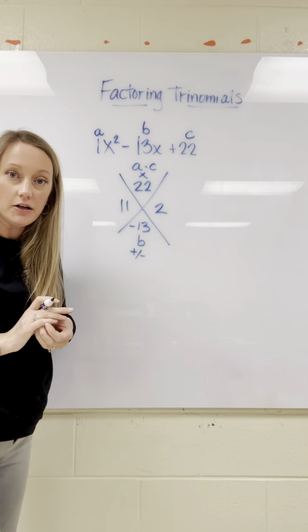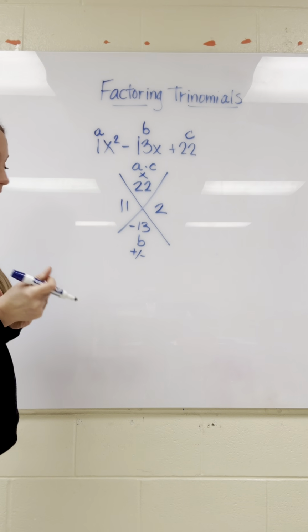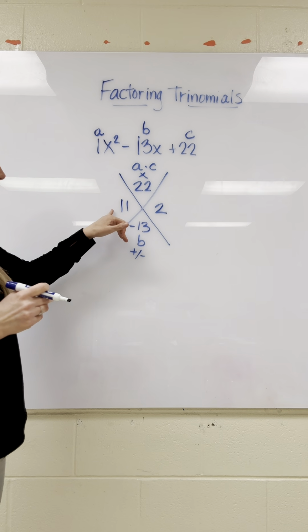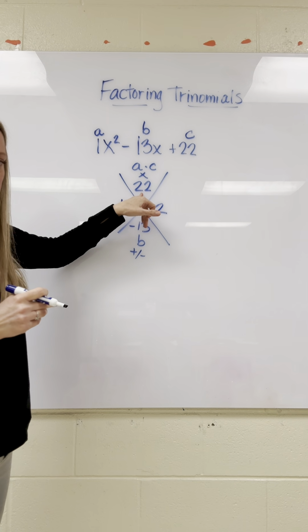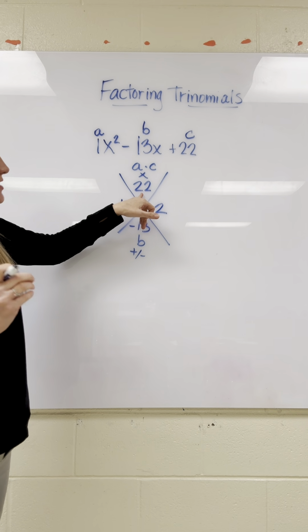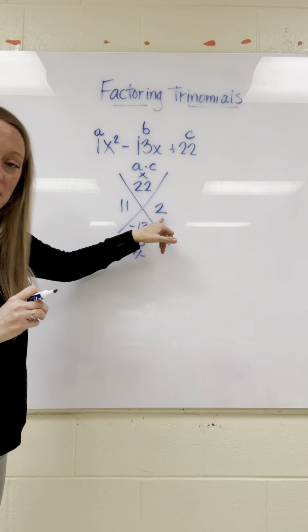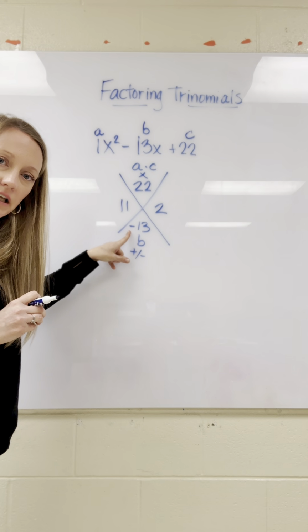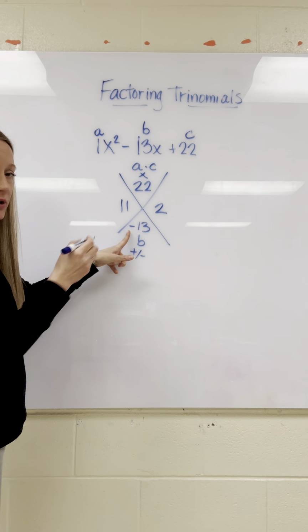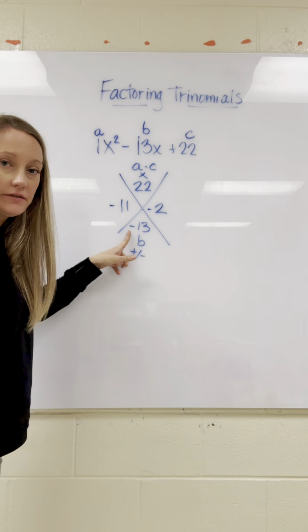Now you have to figure out what signs they need. It has to work for both the top and the bottom. Whatever signs you put on here, you have to be able to multiply to give you a positive. So that means these both have to be positive or both have to be negative. Then you look at that bottom number, negative 13. That means they would both have to be negative.